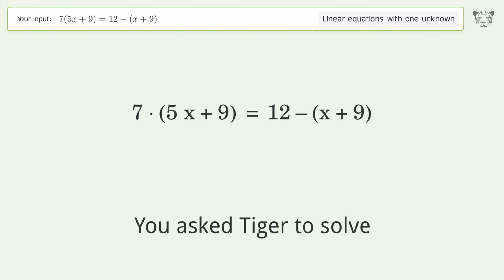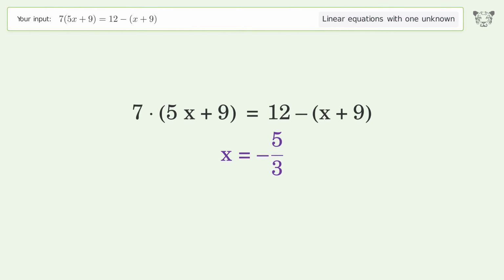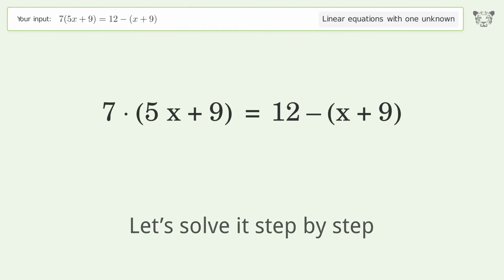You asked to solve this. It deals with linear equations with one unknown. The final result is x equals -5/3. Let's solve it step by step.